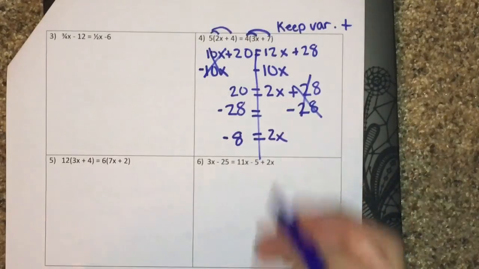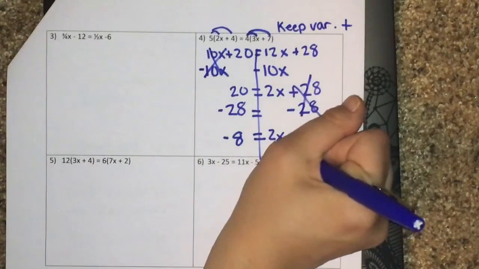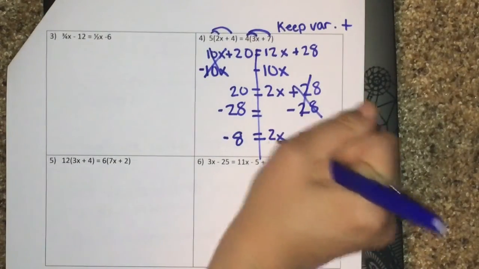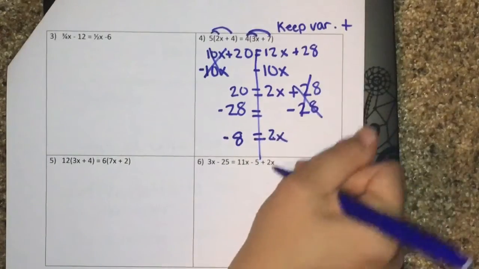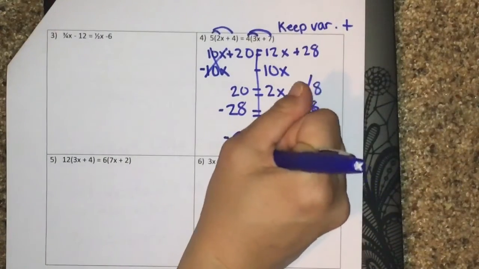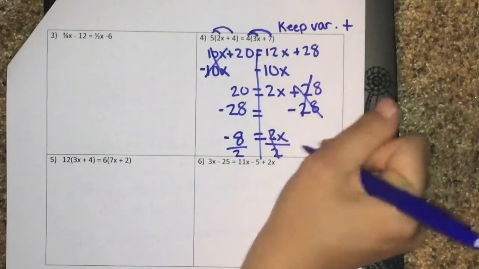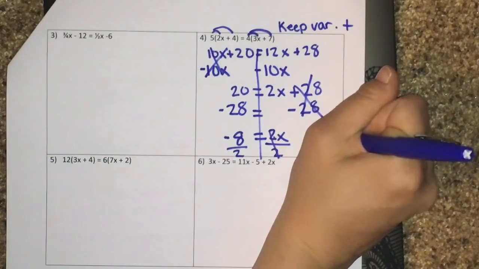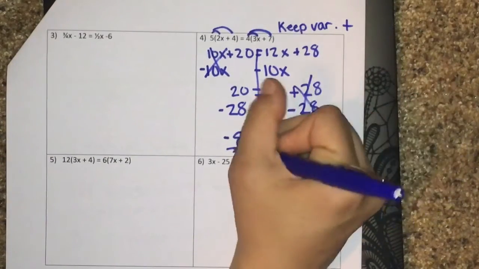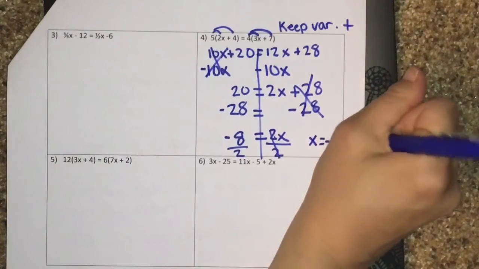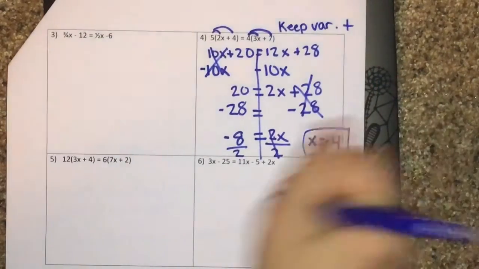From here, negative 8 equals 2x. Well, how do you solve for x? What is happening to x? It's being multiplied by 2, so I need to divide both sides by 2, and I get that x is equal to negative 8 over 2, which is negative 4.